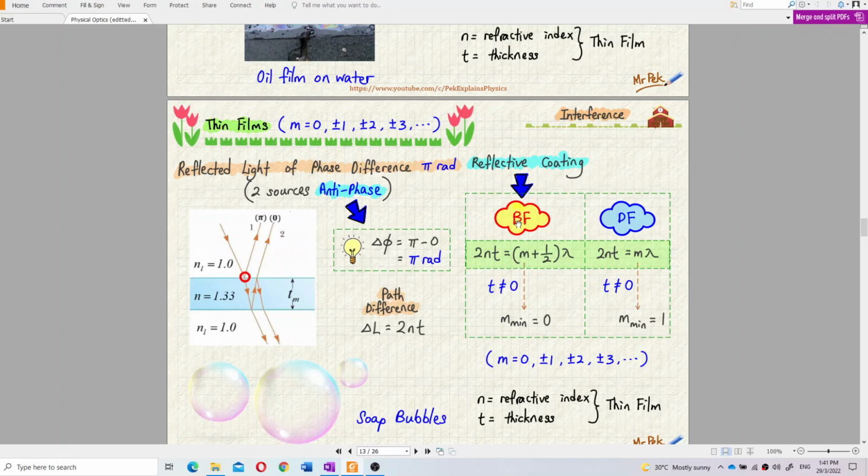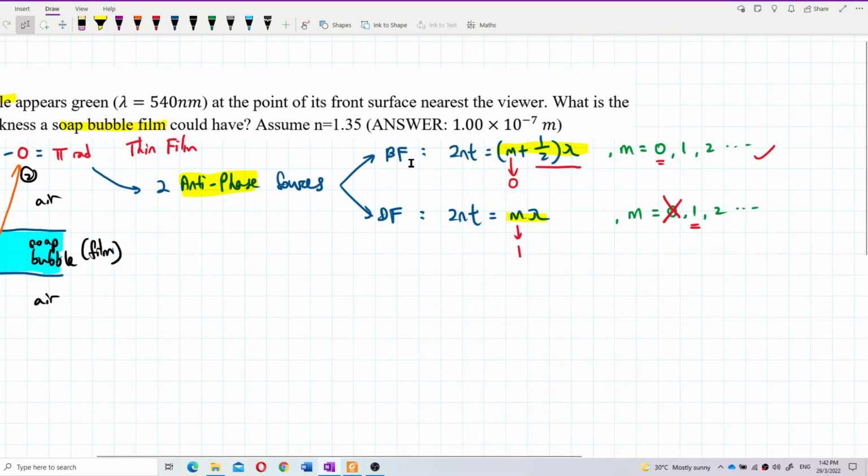For bright fringe, the minimum m value can be equal to 0, because it still has half lambda, so the thickness is not 0 yet. So for the bright fringe formula, the order starts from 0. For the dark fringe formula, the order must start from 1. That's it.